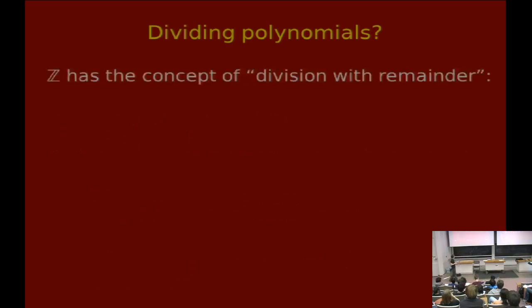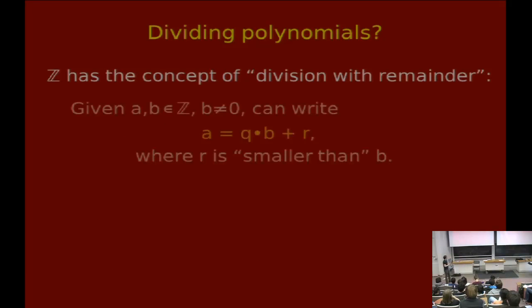So as I said, Z has the concept of division with remainder, and that's what it means. If you have A and B, and you try to divide A by B, B should be non-zero, you can do it by saying A can be written as Q times B plus some remainder R, where R is smaller than B. Right? That's integer division.